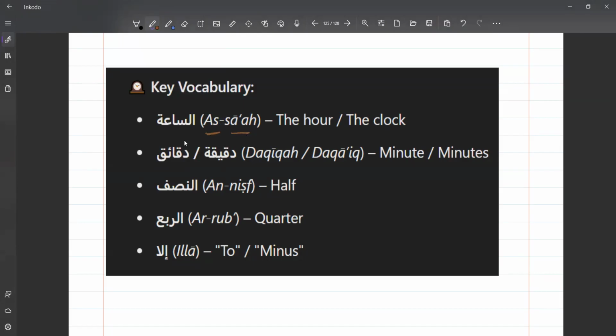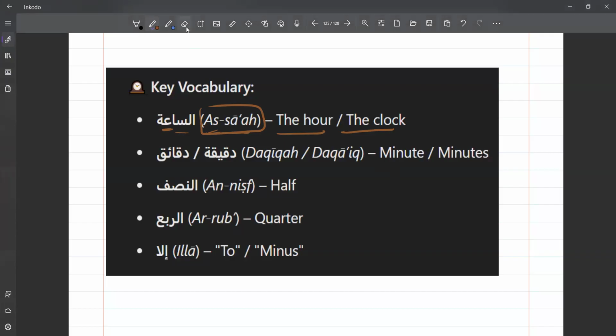Now notice there is an ain sound at the end. So you will say as-sa'a. As-sa'a means the hour, the clock, or you can say the time.